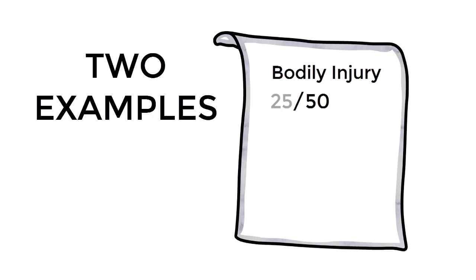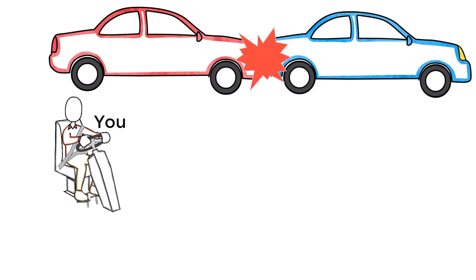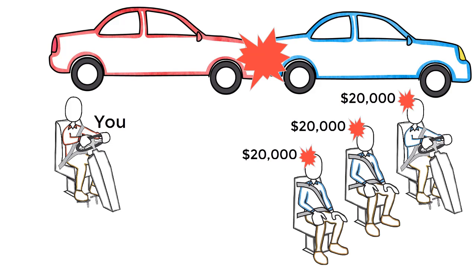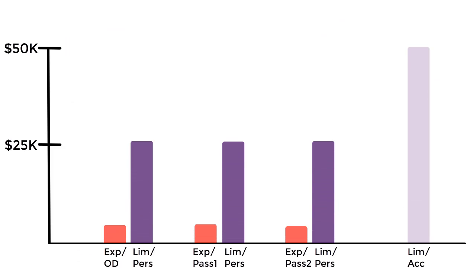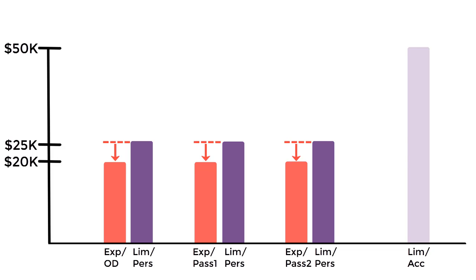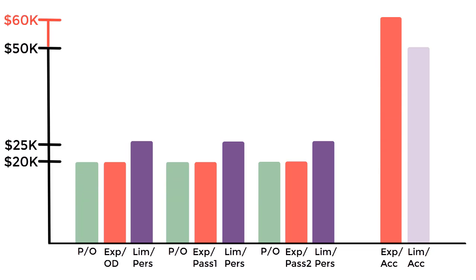Here are two examples where the per-accident limit is $50,000. Let's say you crash your car into another car. The other driver and two passengers each have $20,000 in medical expenses. The total is $60,000. It's determined that you are at fault. Now each person in the third party has injuries below your per-person limit of $25,000. But the total of $60,000 is more than your per-accident limit of $50,000. You have to pay the remaining $10,000 in medical expenses to the third party.